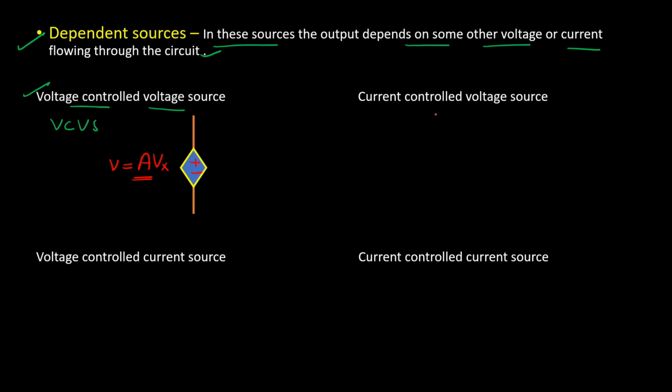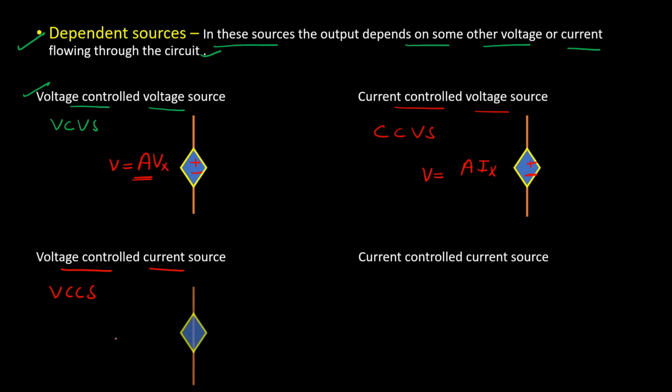Next one we have is your current controlled voltage source, CCVS. In this case also it is expressed as V = A times Ix, because it is dependent upon the value of the current. The next one we have is your voltage controlled current source, VCCS, and it is given as I = A times Vx, since the current is dependent upon the voltage. They are represented by a diamond and an arrow.